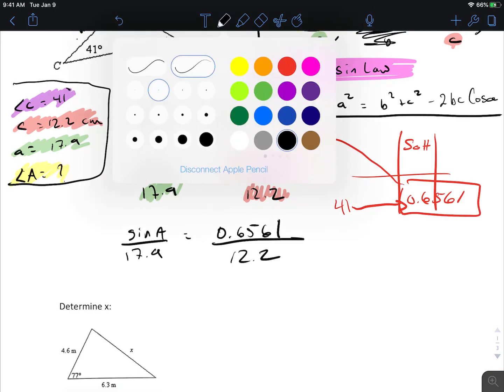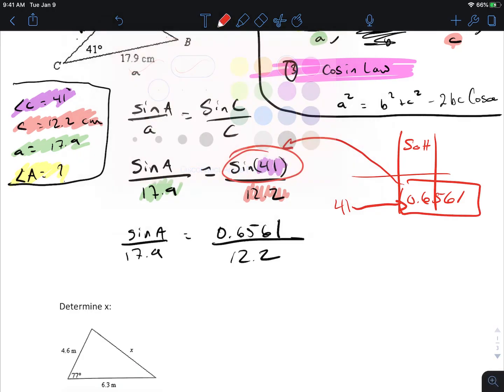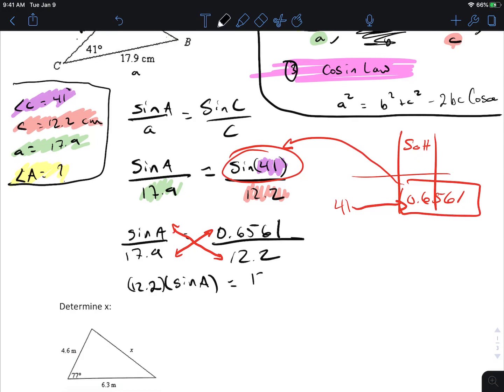Okay, we have this thing called cross multiplication. That basically gets rid of the fractions. There will be no more fractions in the next line. The way it works is I multiply this by that, and I multiply this by this. And your next statement is 12.2 multiplied by sine of A is equal to 17.9 multiplied by 0.6561. It's a calculator exercise now.